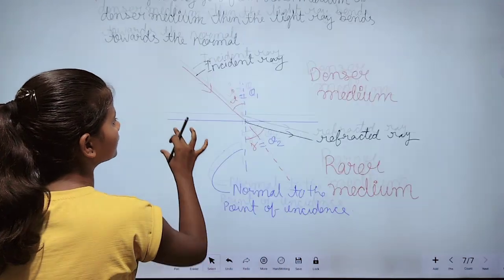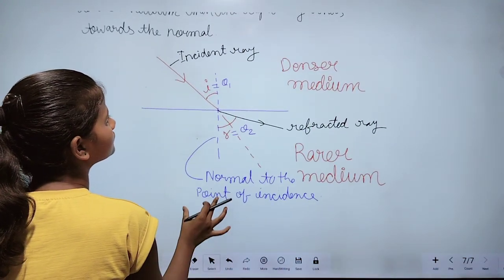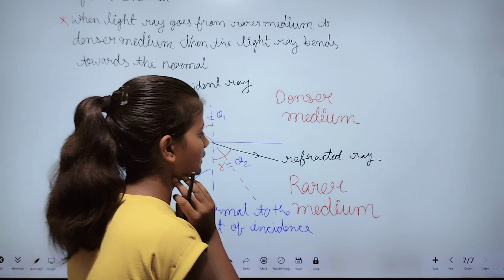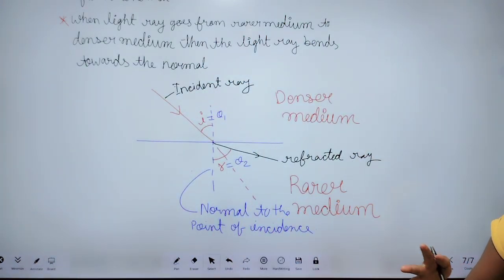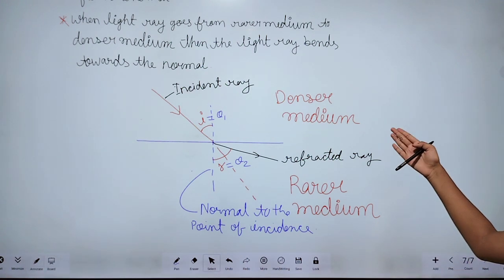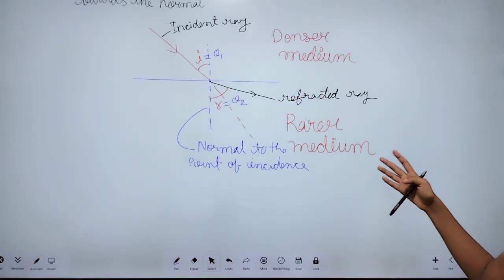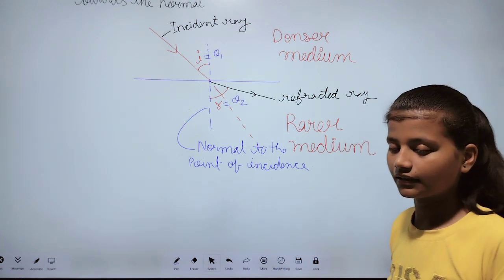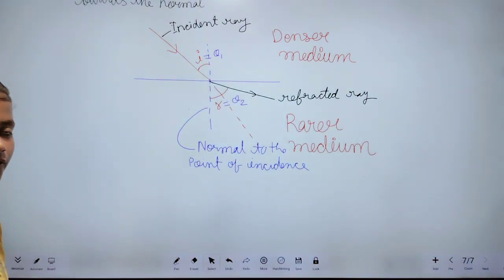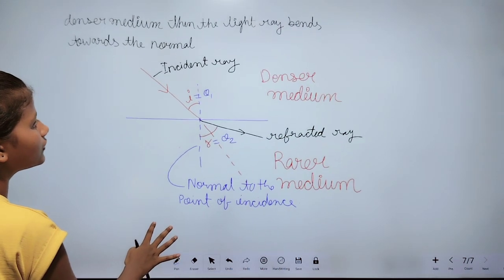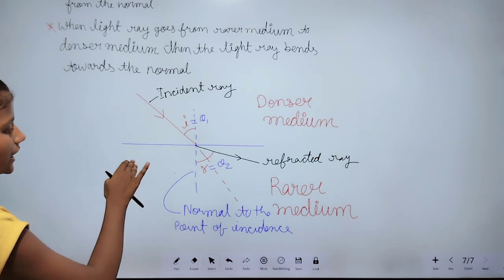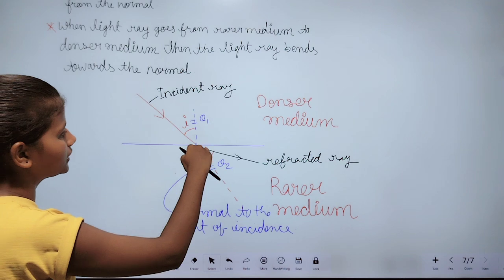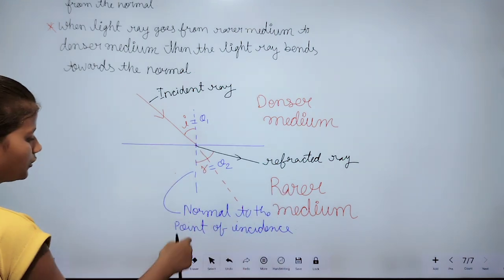So I hope you understand that when the light ray goes from a rarer to a denser medium, then the light ray is bent towards the normal. And when the light ray goes from a denser to a rarer medium, then the light ray bends away from the normal.